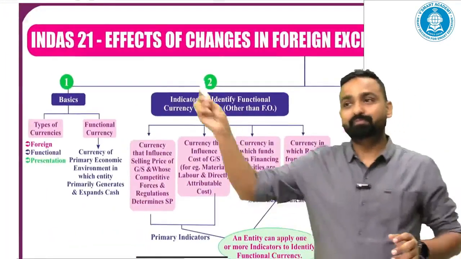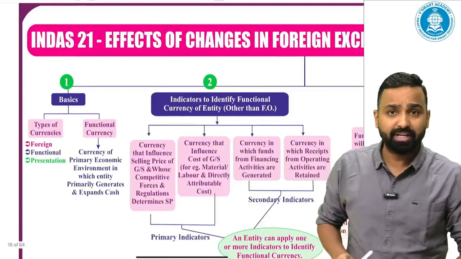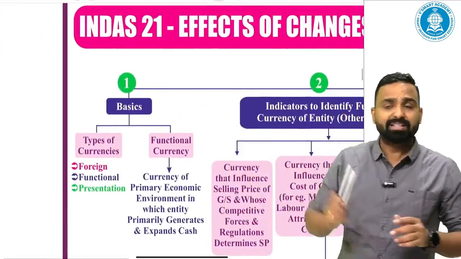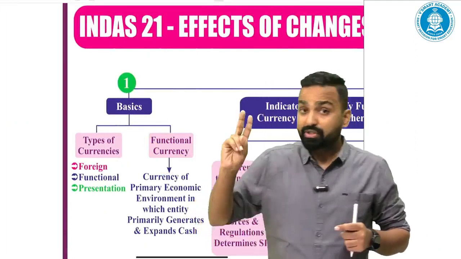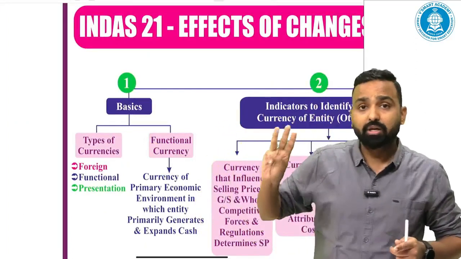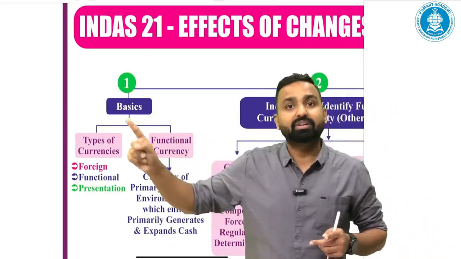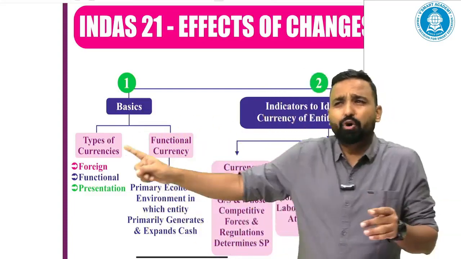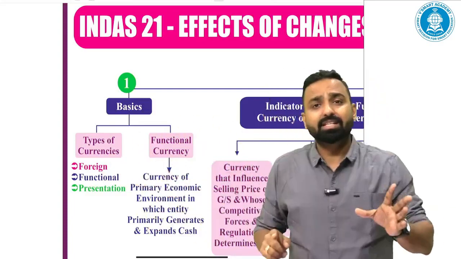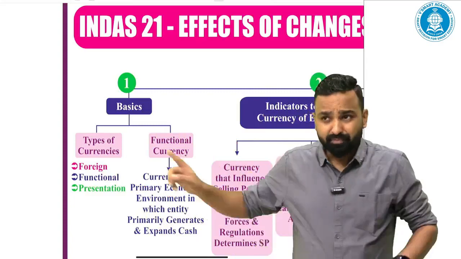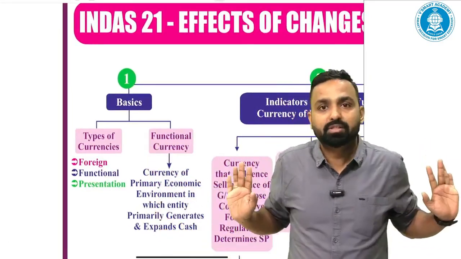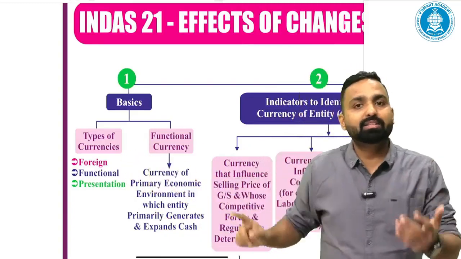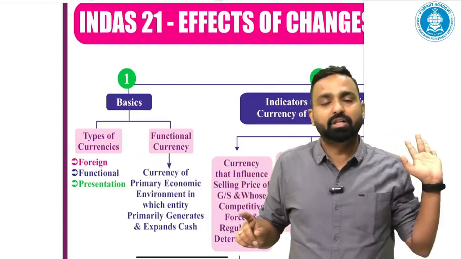INDAS 21, effects of changes in foreign exchange rates. First of all, basics. There are three types of currencies. First, foreign currency. Second, functional currency. Third, presentation currency. Now, what is the relevance of these three currencies? Foreign currency means any currency other than functional currency. Out of these three currencies, functional currency is the most important currency for us.